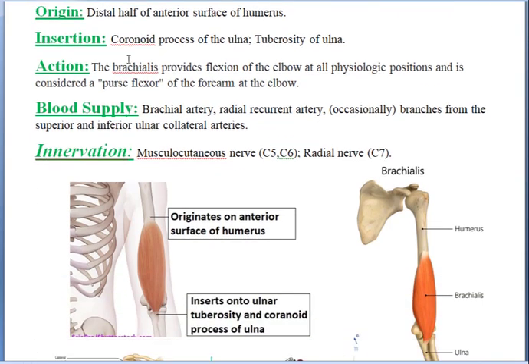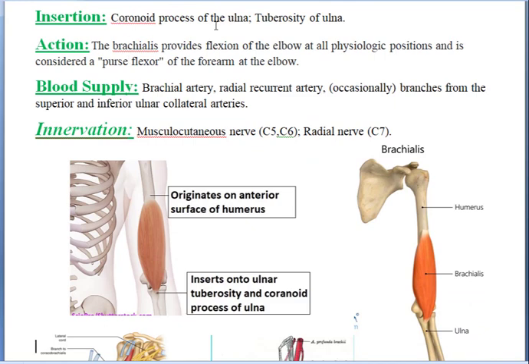And what is its insertion? It inserts into the coronoid process and the tuberosity of the ulna. So here is the coronoid process of the ulna, and there is the tuberosity where this brachialis muscle inserts, and this is its origin point. What are its actions? The brachialis muscle provides flexion of the elbow at all physiologic positions and is considered the prime flexor of the forearm. So it's the flexor of the forearm.